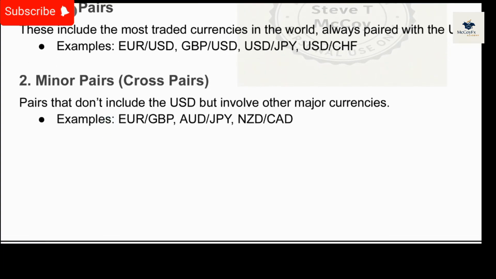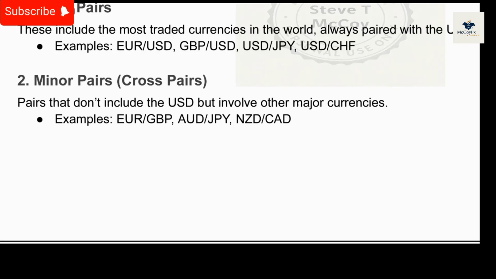If you come to 2, we have the minor pairs, which is also called cross pairs. These are pairs that don't include the USD, but involve other major currencies. So the minor pairs or the crosses are pairs that do not involve the USD, but they involve other major currency pairs or currencies. For example, we have the Euro GBP, AUD JPY, NZD CAD, that is Canadian dollar.